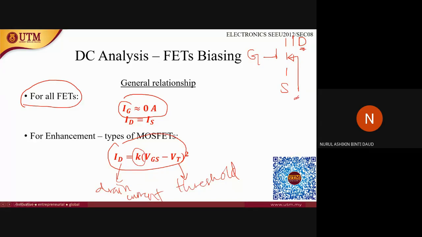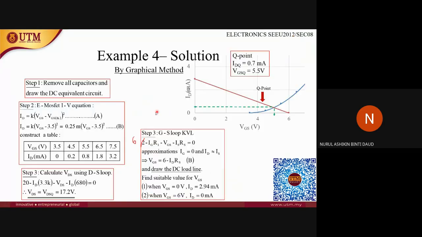And that is solution 4, right? Solution 4, okay. So this one, yeah. So rearrange this equation. You will get VGS equals 6 minus IDRS. Okay, so IDRS, find when ID is equal to 0.